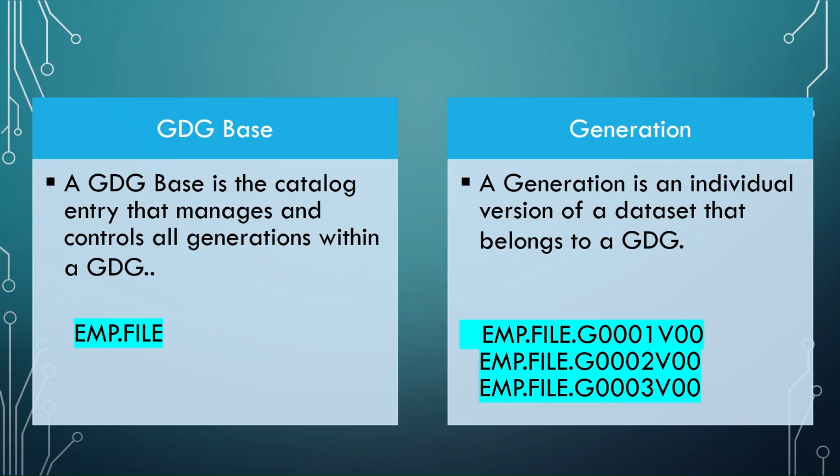In the GDG base, we have emp.file. In the generations, we have created three versions of it, which contain the first, second, and third generation files.